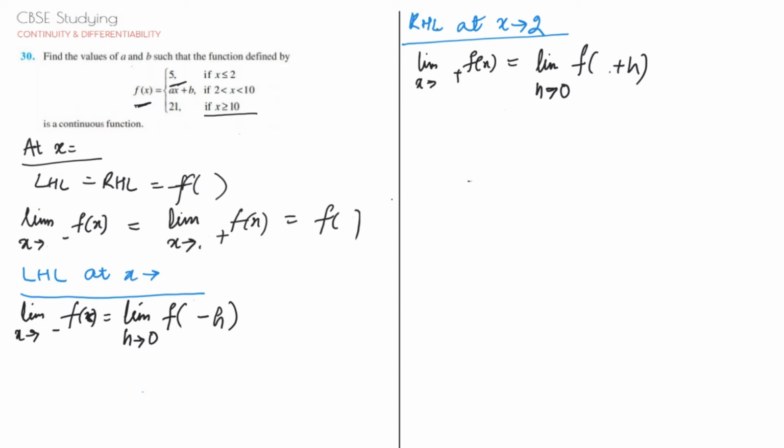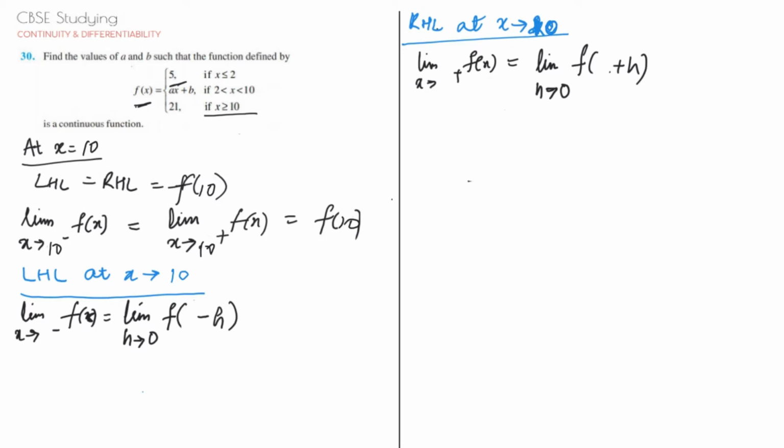So at x equals 10, LHL is equal to RHL is equal to f of 10. Limit x tends to 10 minus f of x should be equal to limit x tends to 10 positive f of x should be equal to f of 10. Right? So LHL at x equals 10, and over here also RHL, x tends to 10.